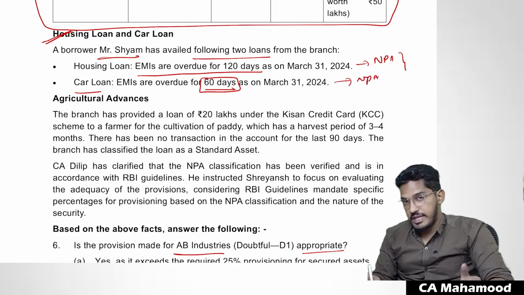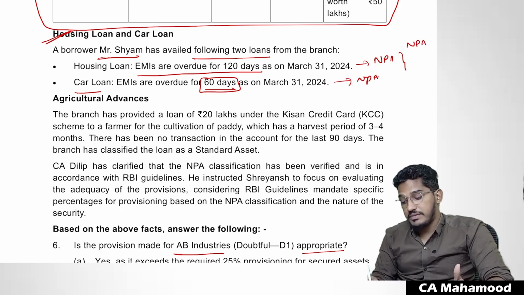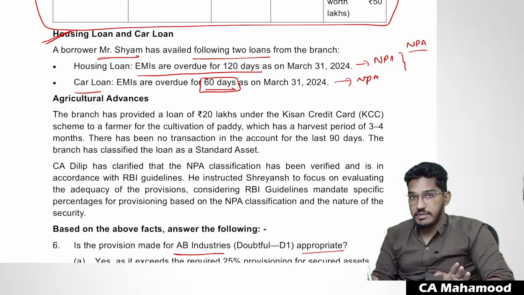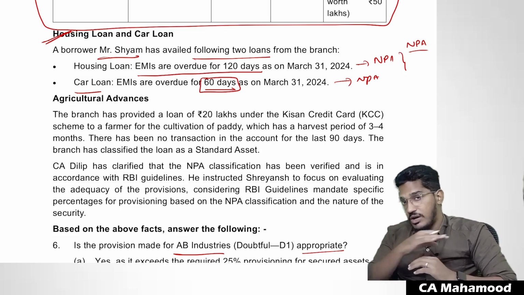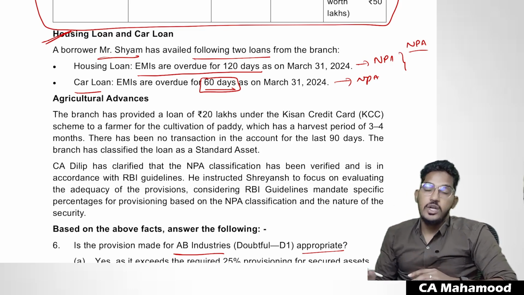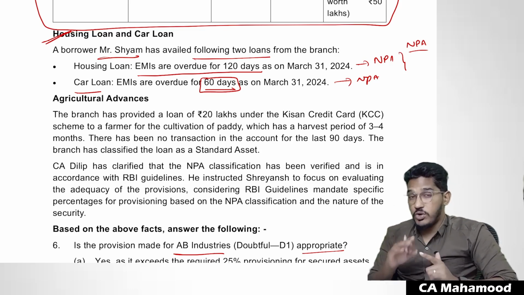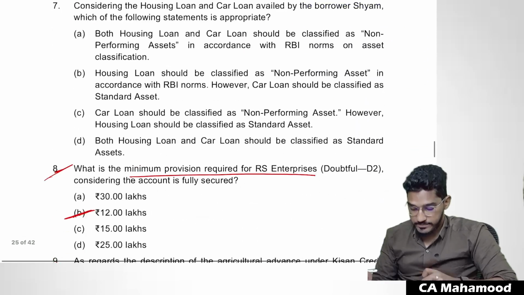Why? Because in audit of banks, I have told you one important point. NPA classification will be borrower wise, not facility wise. Even if one loan facility taken by the borrower has become NPA, all the loans in his account should be classified as NPA. So NPA is borrower wise, not facility wise.